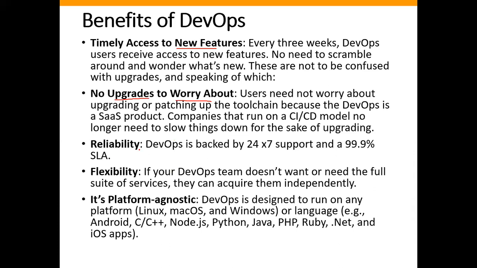And DevOps is backed by a 24/7 team. We are not going to work 24/7, but the DevOps people work 24/7, meaning in shifts. We have different shifts. Some people work in the morning, some people work in the evening in DevOps. So we need to back that particular 24/7. Flexibility.